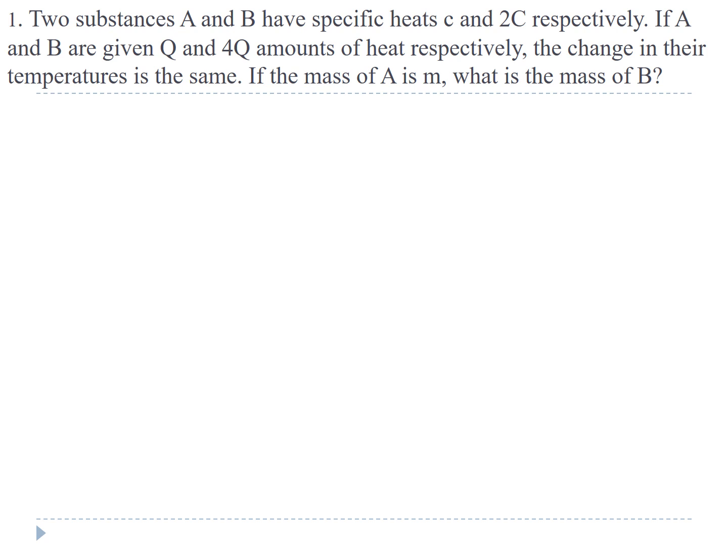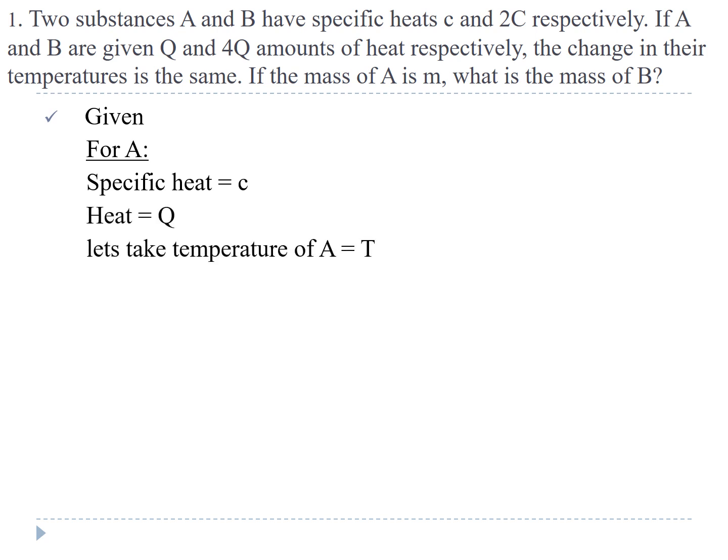Okay, so based on whatever is written, we will just see what is given. Whatever you're going to write, you're going to divide it into two parts. One, you will write what is given for substance A, and second part you will write what is given for substance B. So for A, specific heat given is C, heat is Q, and because temperature they have given as being the same, for A also and for B also we will take a common letter, capital T. Okay, mass of A is given as m. So four things have been mentioned for substance A.